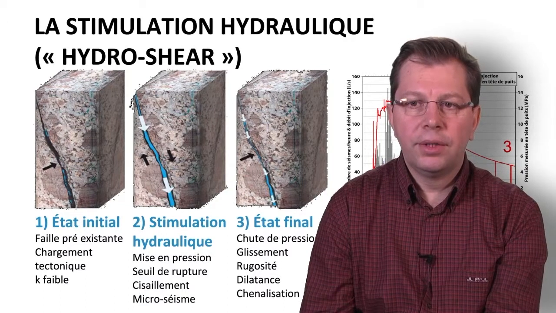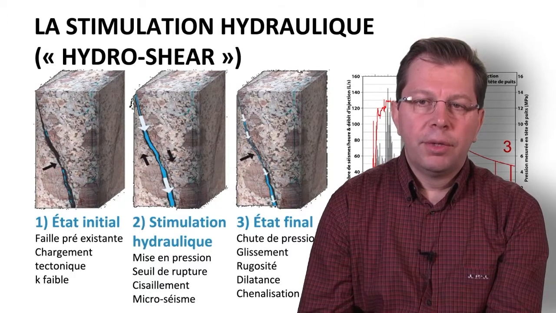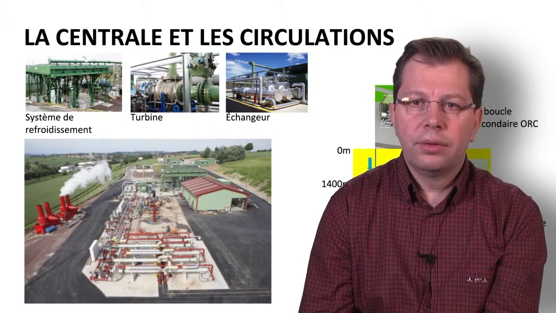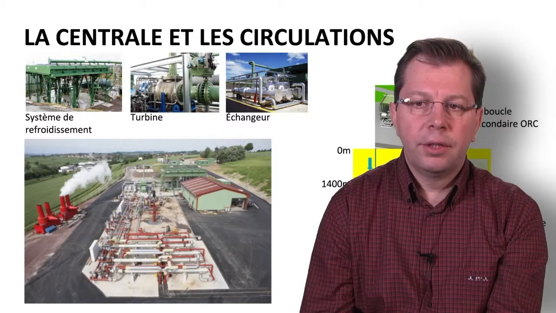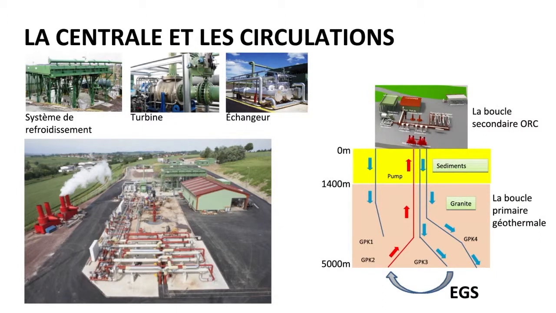But for the technology, we need also an above surface plant that will allow for large scale circulation. And the plant, there are two main systems. The geothermal loop, pump, and the geothermal circulation system. And the second part of the system is where the specific fluid will recover the heat from the geothermal loop, carry the heat to the turbine that will produce electrical power. This is the secondary loop, ORC.